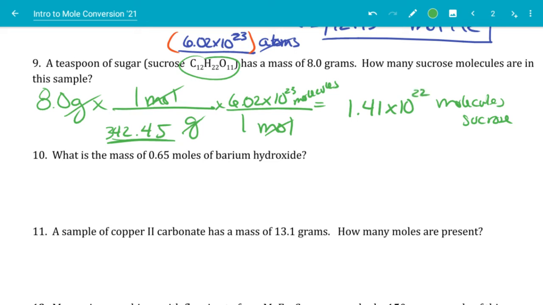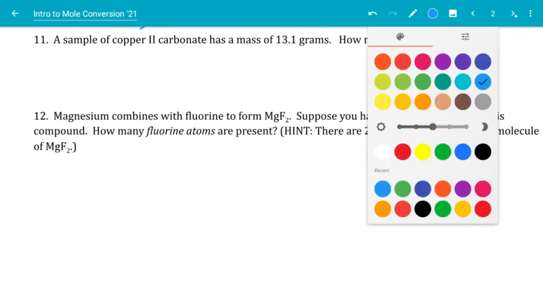And does that answer make sense? Should I have a really big answer when I'm doing molecules or atoms? And the answer is, you guys, let's switch colors. Let's try back up to red.